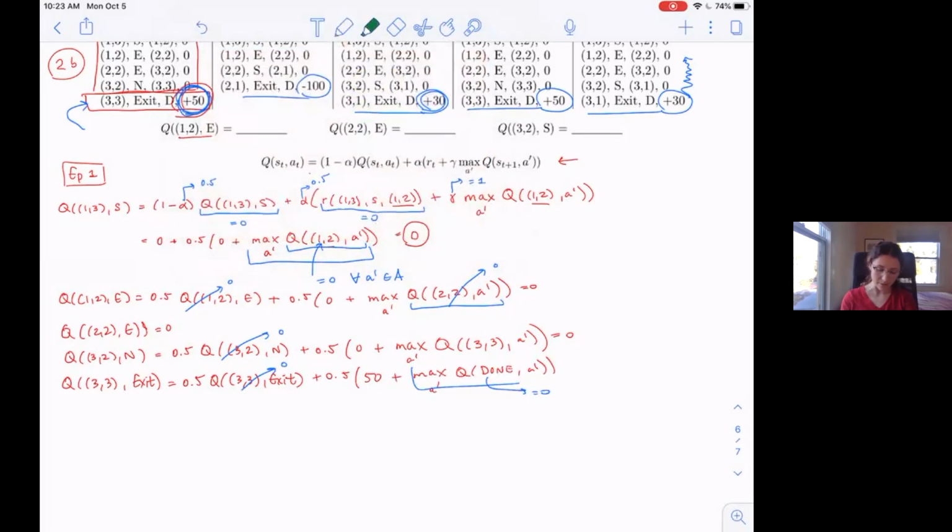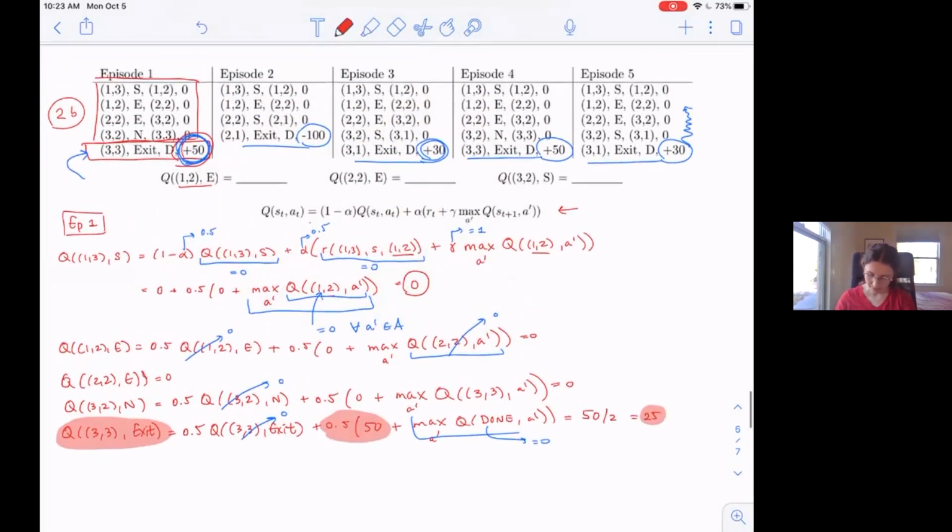But something interesting has happened, because now here we're going to get 50 times 0.5. And so this is the first time that Q of 3, 3 exit becomes non-zero. So here we now have a final Q value of 50 over 2, which equals 25. This event happened in episode 1 and in iteration 1, 2, 3, 4, 5 of Q learning.